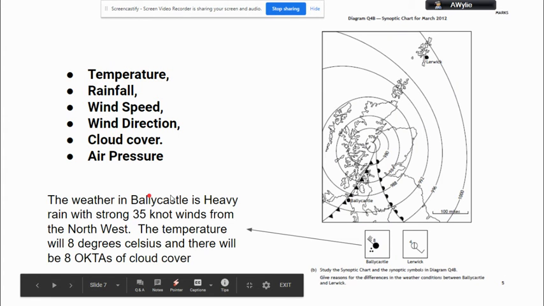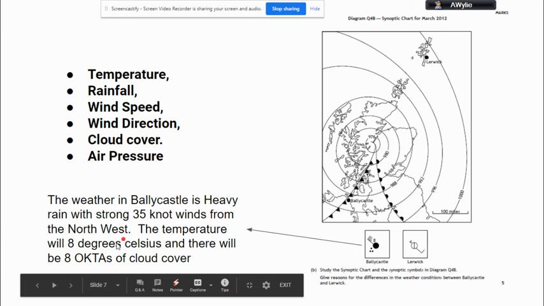What we have here is a written description of the weather in Ballycastle, and it comes directly from the knowledge that you would be expected to have of this weather symbol. So we know that Ballycastle has heavy rain, 35 knot winds coming from the northwest. The temperature is 8 degrees and there's 8 oktas of cloud cover. And we've simply got that information from Ballycastle. We could do the same for Lerwick. 4 degrees, 1 okta cloud cover, winds coming from the southeast, and a 10 knot wind, and there's no weather.